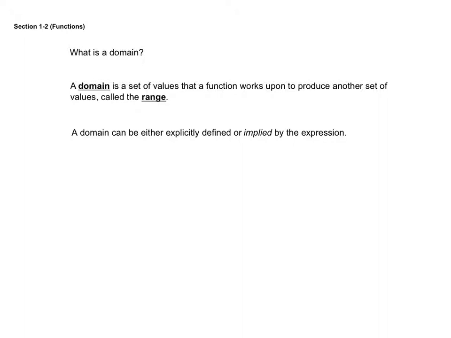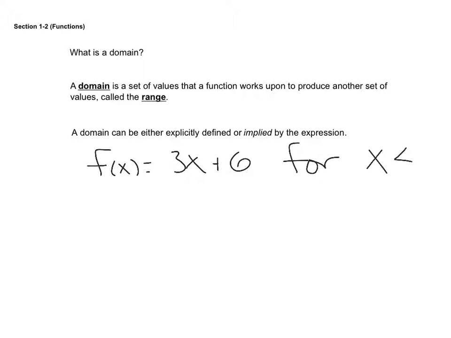So, for example, f of x equals 3x plus 6. Okay? That is a function. It's a specific type of function called a linear function. We've gone over it. However, I can restrict the domain here by saying for all x less than 3, meaning that the function follows this relationship only when x is less than 3. So, I can explicitly define my domain.